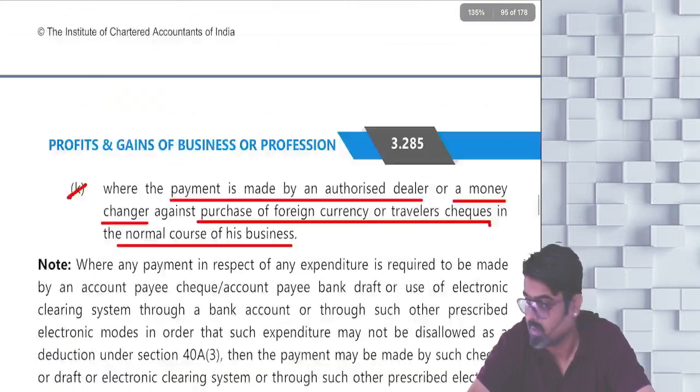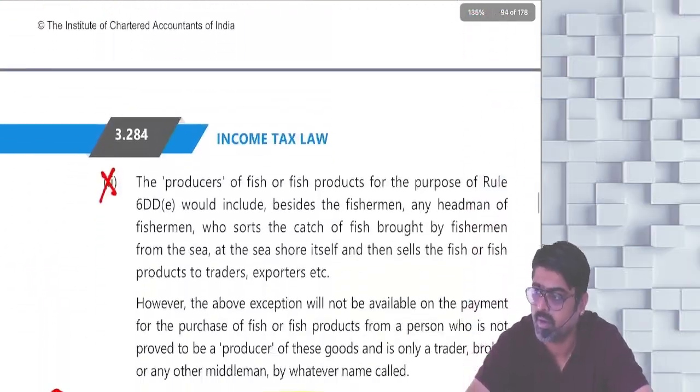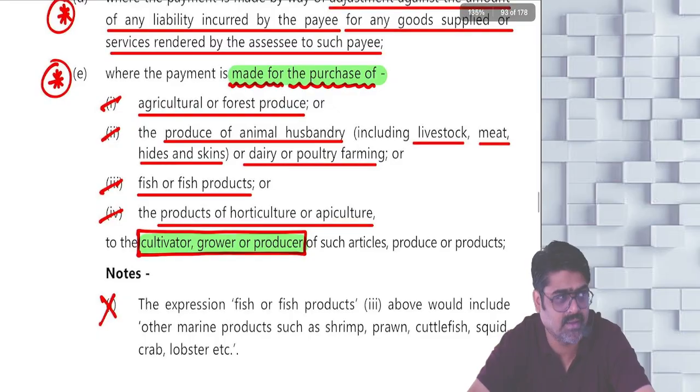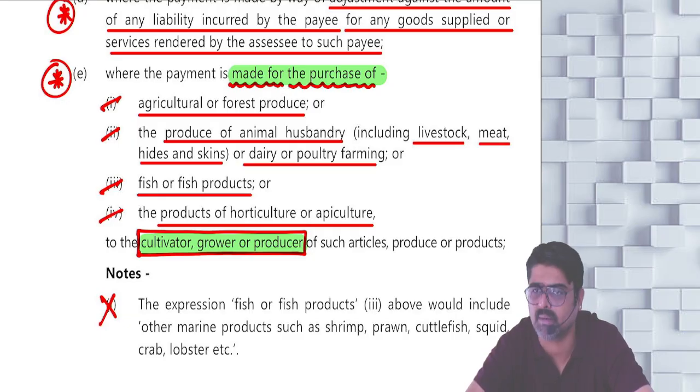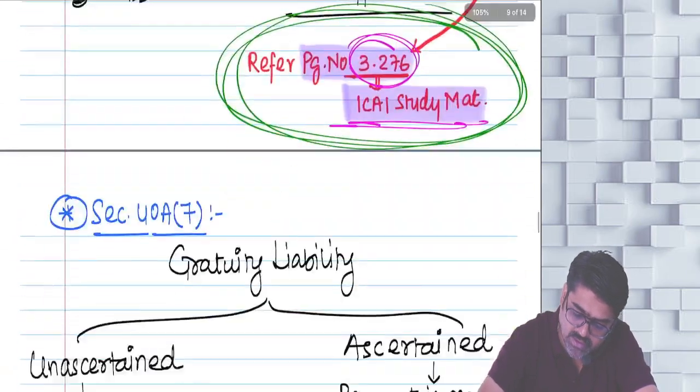Now, next one. So, will you remember all these points? Especially those points which we have highlighted. These are what? Exceptions given in rule 6DD. In these cases, even if the payments are more than 10,000, more than 35,000, as the case may be, and the payments are not made in prescribed modes, still your payments will be allowed as a deduction. The disallowance under 40A3 will not be attracted. Such payment will not be treated as your deemed PGBP income under section 40A3 or 40A3A. Yes or no? Now, this is the end of your 40A3 and 40A3A.